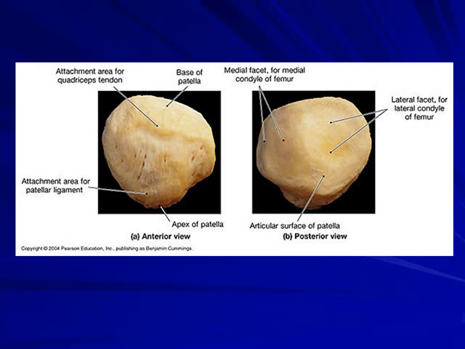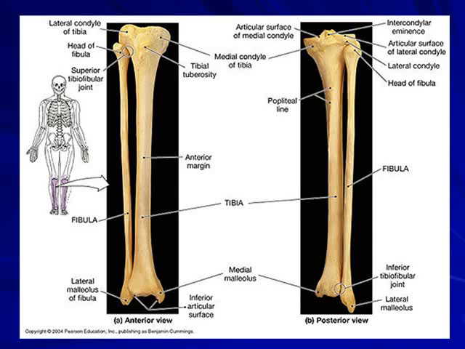This is the patella, a pretty straightforward bone to identify. Then these are the two long bones of the lower leg. These include the tibia and the fibula. You should know which bone is lateral, which bone is medial. You should know which is the weight-bearing bone and which one has no weight-bearing responsibility.